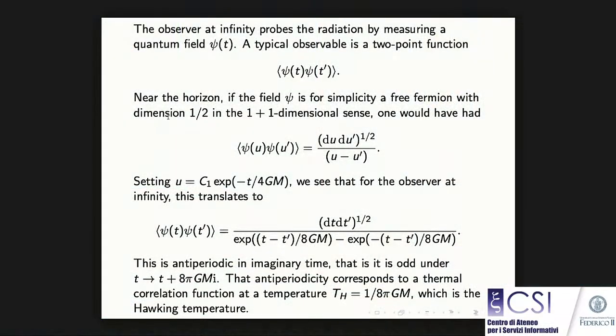You see, if you send t to infinity, t and t prime are both large, but t minus t prime is fixed. The experimentalist makes a measurement at late times, but at fixed frequency. To make an observation at a given frequency, you take the Fourier transform of this in the variable t minus t prime. So keeping the frequency fixed means that you keep t minus t prime fixed.